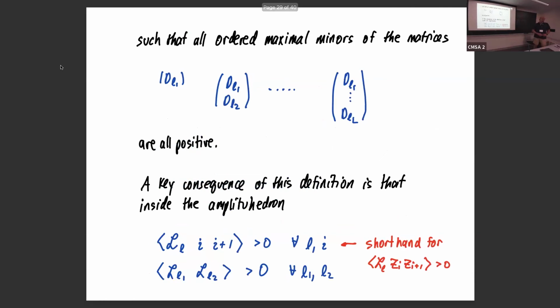Okay, now, such that all ordered maximal minors of all of these collections of matrices have to be positive. Okay. This is the definition of the loop level MHV amplituhedron. A key consequence of this definition is that inside the amplituhedron, all of these inequalities are satisfied.